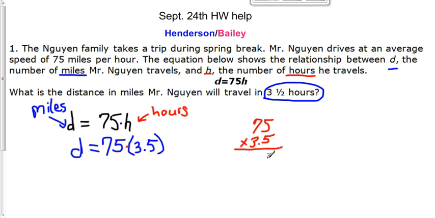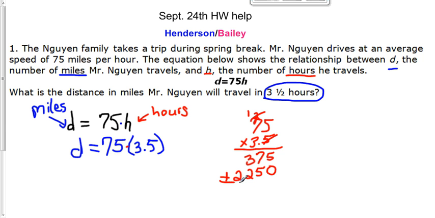5 times 5 is 25. Put my 5, carry my 2. 5 times 7 is 35, plus 2 is 37. I'm going to ignore the decimal and just multiply like normal. So I'm going to scratch, scratch. I'm going to lay my egg because I'm going to start in the next place. 3 times 5 is 15. Put my 5, carry my 1. 3 times 7 is 21, plus the 1 extra is 22.